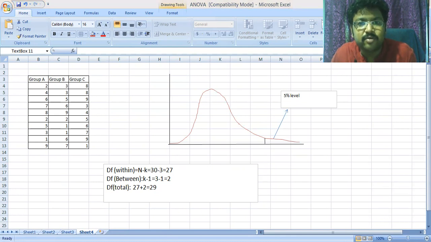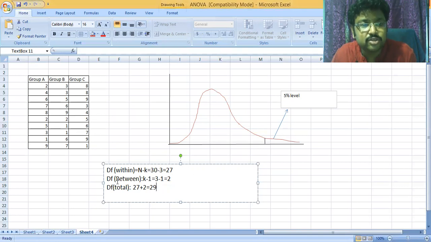Here the degrees of freedom for the numerator, and here we consider the degrees of freedom between. And here the degrees of freedom denominator, so here we consider degrees of freedom within. Degrees of freedom within is 27, and degrees of freedom between is 2. So look, degrees of freedom between 2 and 27, it is 3.35. Look at this, 3.35.